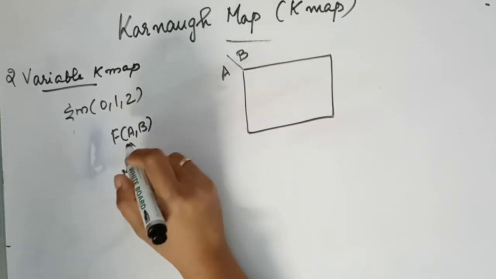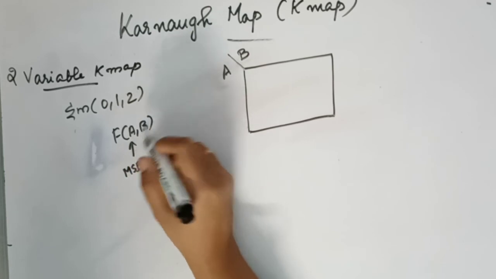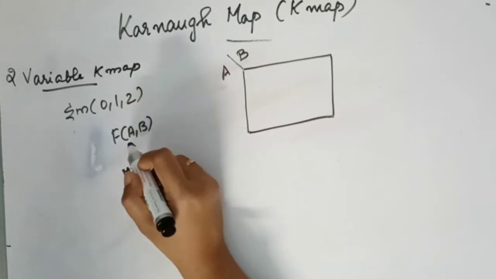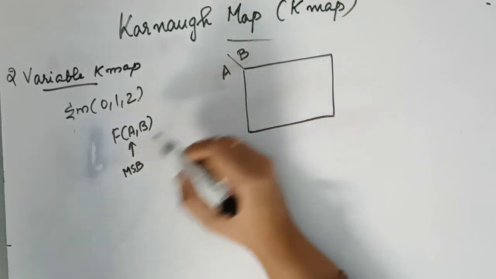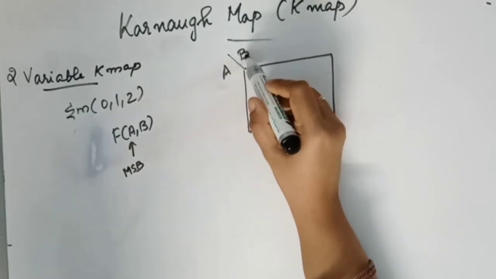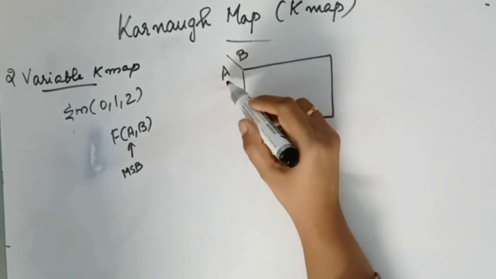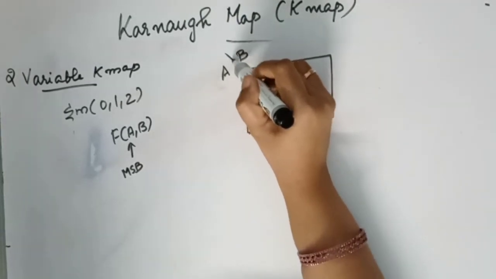Since this is a two variable Kmap, you have only 2 bits. So the leftmost one should be your MSB. So the MSB will come here, then the other one there. Okay. So here you have only 2 variables, A, B.